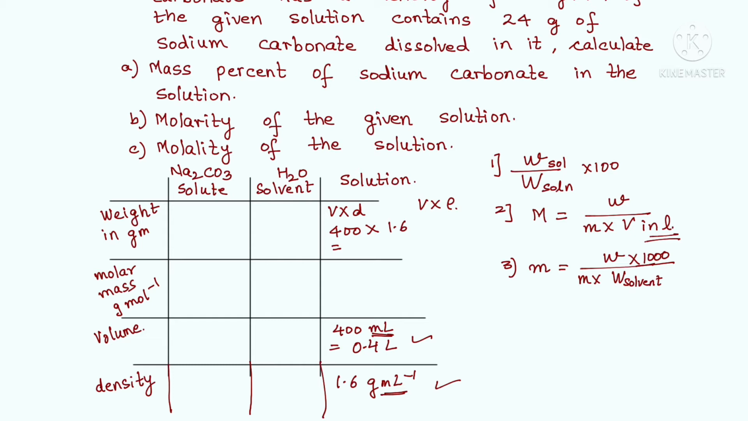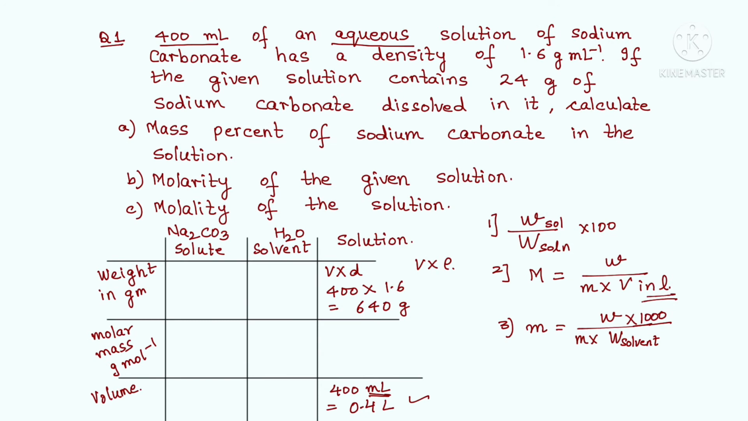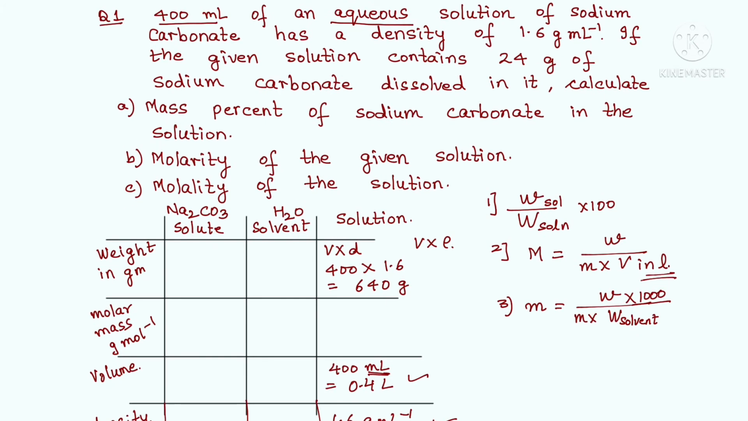Can you just solve it for me and give me the answer? Okay, so you got it as 640 grams, right? So on the right track, yes. Let's see what else is given to us in the question. If the given solution contains 24 grams of sodium carbonate, that means this has been given to me as 24 grams. Just to be sure, I'm going to put the unit as well.